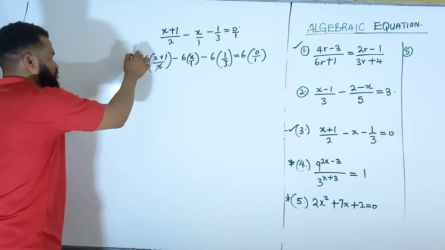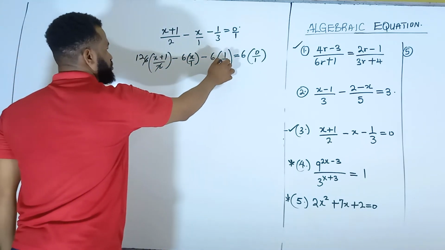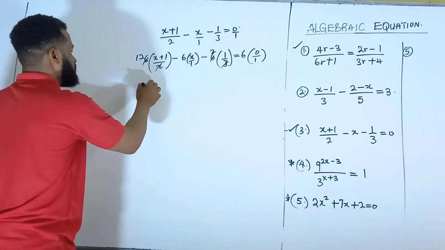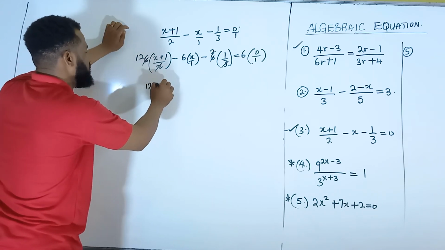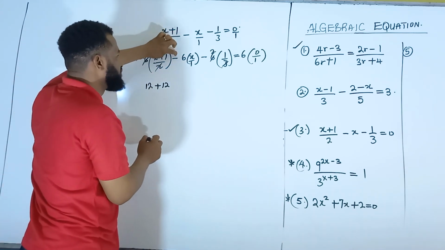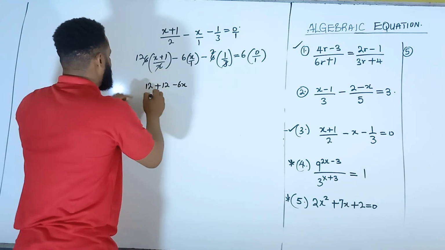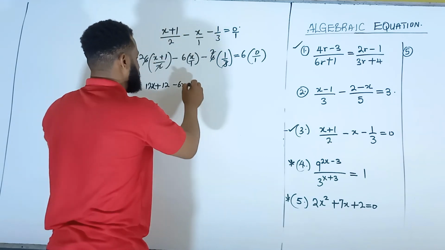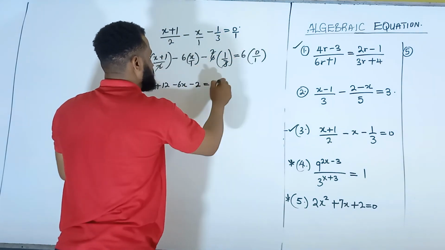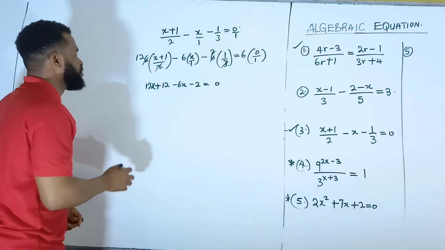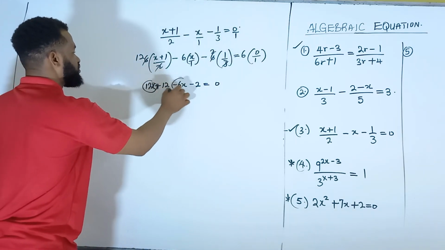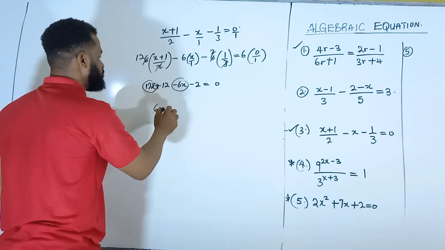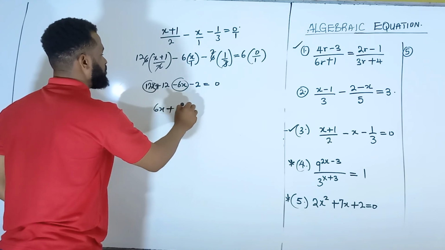So 2 into 6 is 3, then 3 into 6 is 2. Then 6 multiplied by x plus 1 over 2 gives 3 times x plus 1, so this should be 3x plus 3. Then minus 6 times x is minus 6x. Then minus 2 times 1 is minus 2, equal to 6 times 0 is 0. So we now have 3x minus 6x and 3 minus 2 equal to 0.